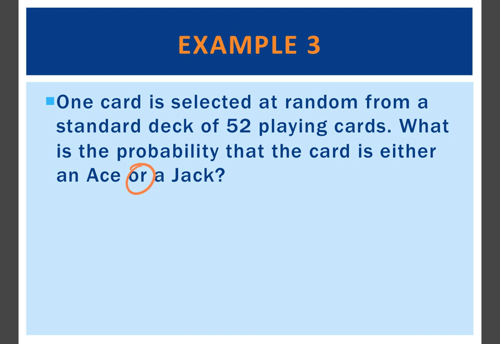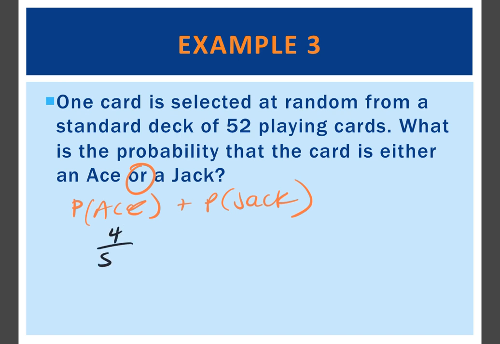So now the question is, is it mutually exclusive or not? Is it possible for something to be an ace and a jack? No, so these are mutually exclusive. So we're going to find the probability that it's an ace, and we're going to add to it the probability that it's a jack. What's the probability you pull an ace?